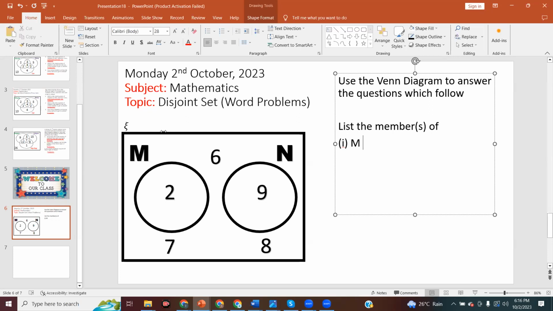What do you think it is? What are the members of set M? Put your answer inside the chat. Everyone, I want you to answer, please. What do you think is the members of set M? Put your answer inside the chat for me, please. I want everyone to answer. What is the members of set M? All right.